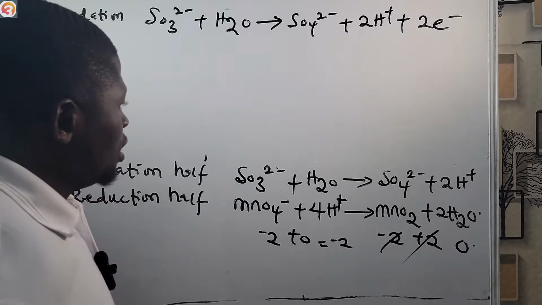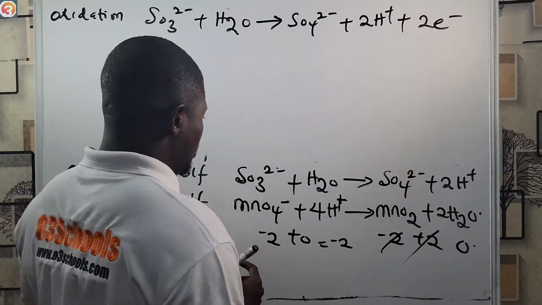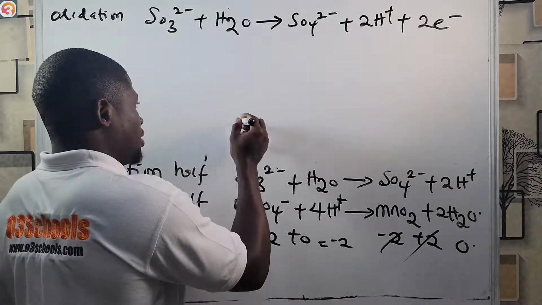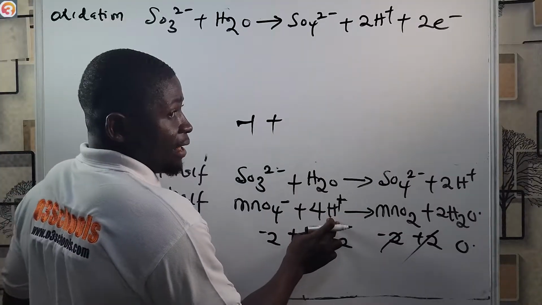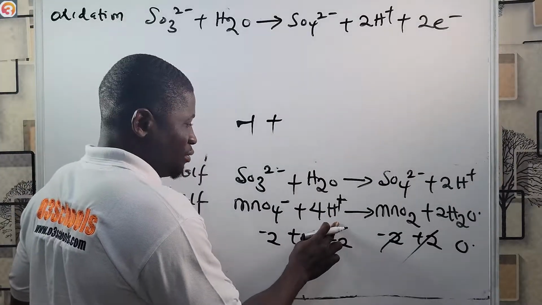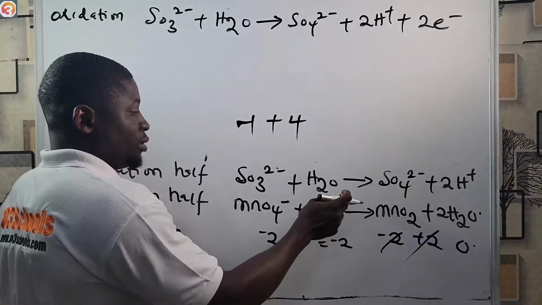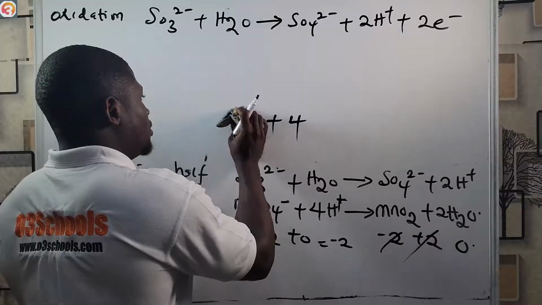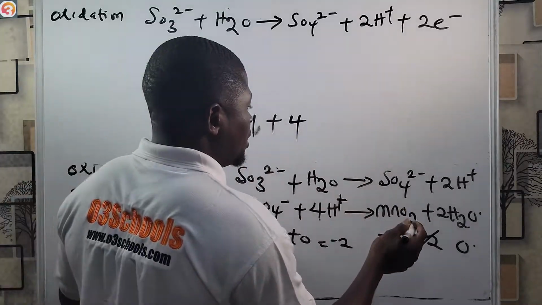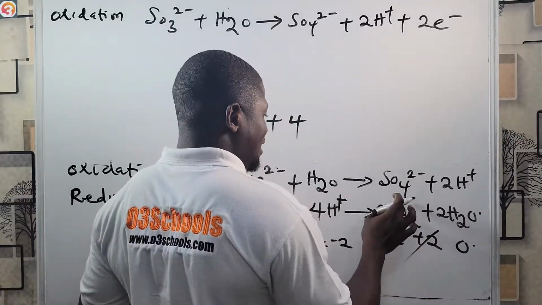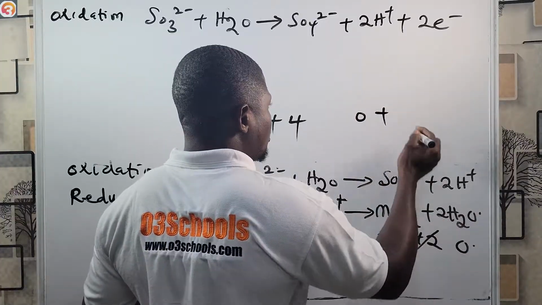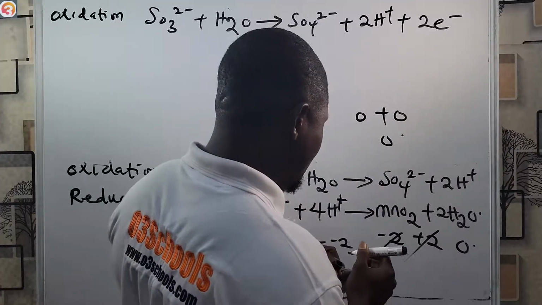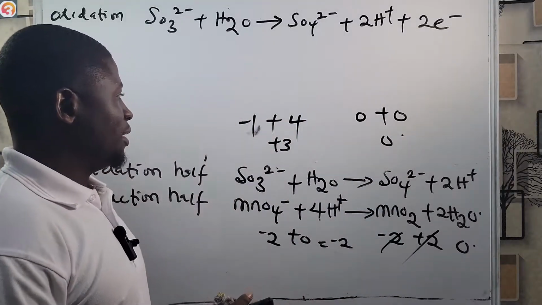The next thing to do is to balance this one also. So we're having MnO4- having negative charge, that's -1. Then plus 4H plus having plus 4. 4 times plus 1 is plus 4. So I have -1 plus 4, which is plus 3. Then on this other side, charge here is 0 plus charge here is 0. So the total charge is 0.